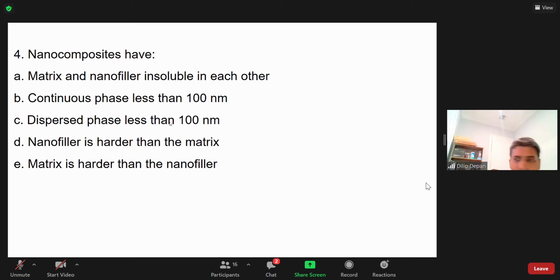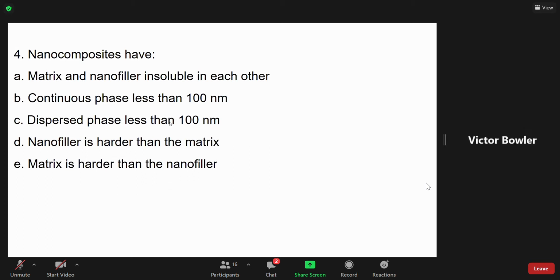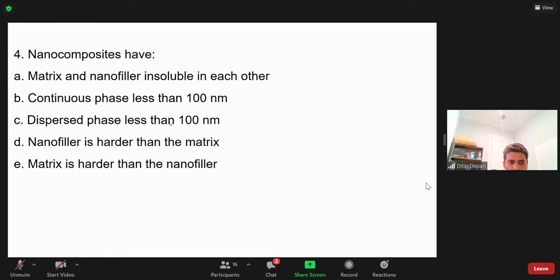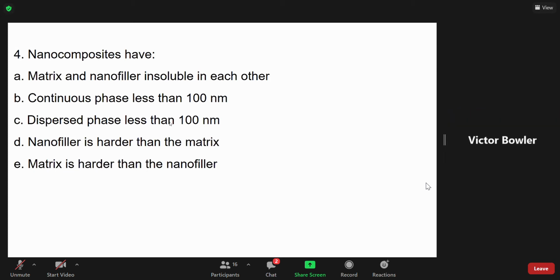Okay. Is there any other, Stefan Boudreau? What do you think? Is there any other correct answer here other than A and C? I thought D was the answer. D would also be correct. Nanofiller is harder than the matrix, or the matrix is harder than the nanofiller. D, nanofiller is harder than the matrix.